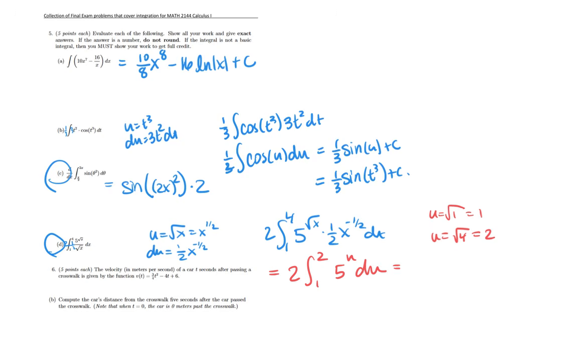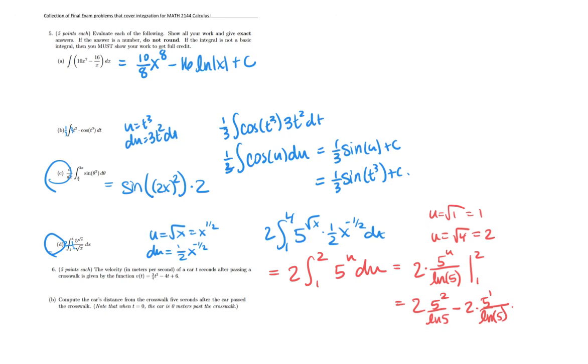So an antiderivative of 5 to the u, let's see, what will that be? It'll be 2 times 5 to the u divided by natural log of 5, evaluated from 1 to 2. So it'll be 2 times 5 squared over natural log 5 minus 2 times 5 to the first over natural log 5. So that's my final answer.